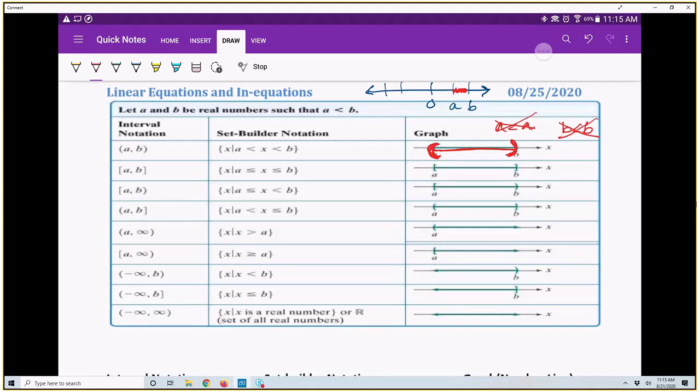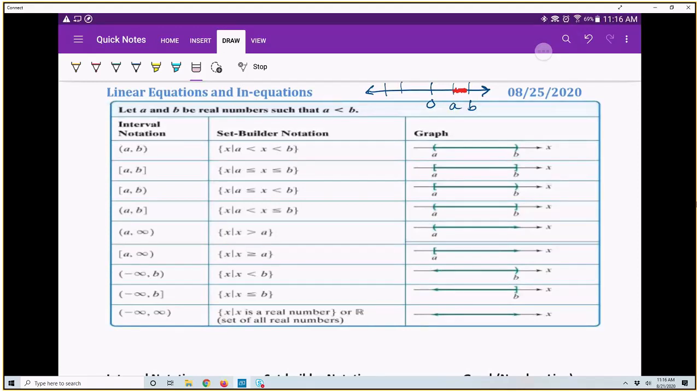Okay, the next type of interval, as in the second line here, where you have the square bracket, that means we are including a and b. So in terms of the set builder notation, we have a less than or equal to x, and x is less than or equal to b. Now we're allowed to be equal to a, and we're allowed to be equal to b, so we include a and b in the interval. In terms of the real number line, you use the square brackets.